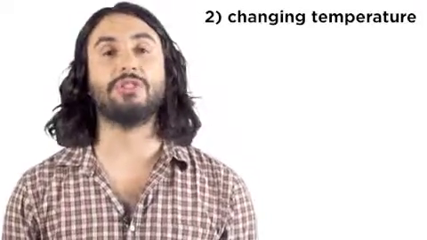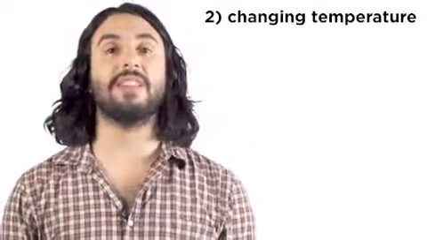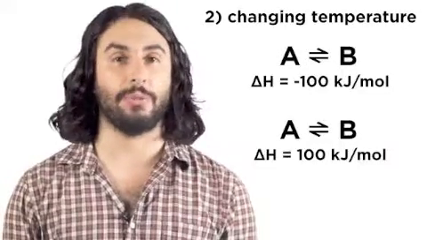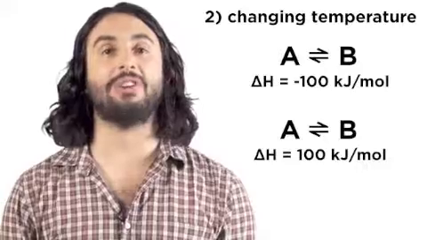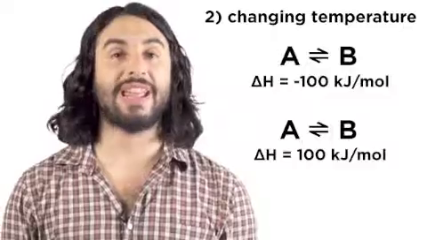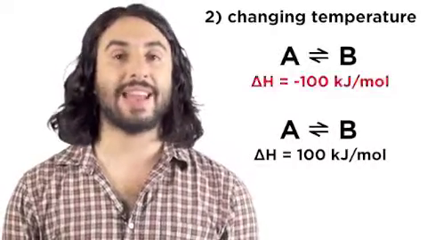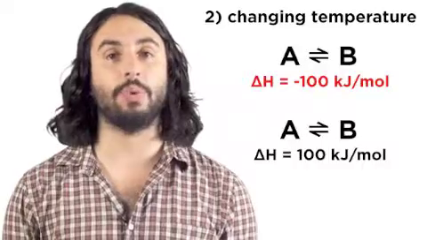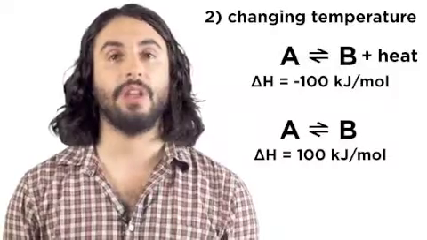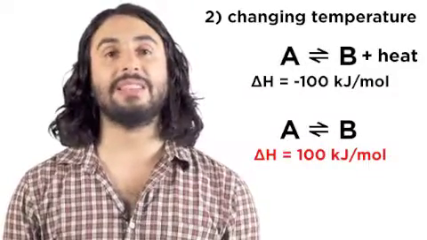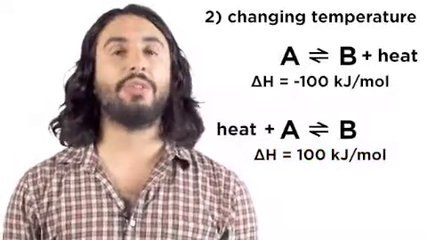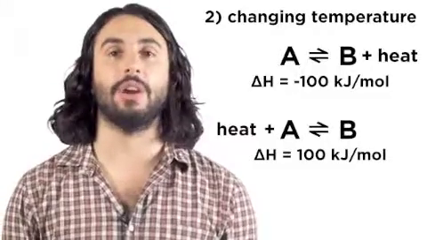Another stress would be to change the temperature. To see how this would affect an equilibrium, we have to see whether a given reaction is exothermic or endothermic. This tells us whether a reaction absorbs or releases energy and is signified by delta H, the change in enthalpy. If delta H is negative, the reaction is exothermic and releases energy. So we could think of heat energy as a product of this reaction. If instead it's positive, that means it's endothermic, and energy must be absorbed for the reaction to go. So we could think of heat energy as a reactant in that scenario.